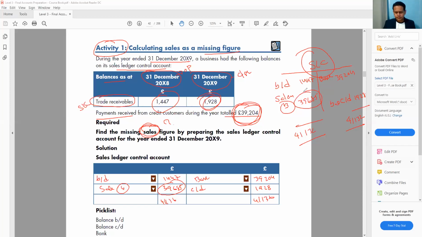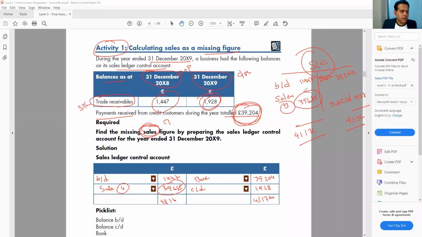All right, so this is just one example to make all of you understand what incomplete records basically are. Where the records are not complete for some reason, we can find the balance. So this is called incomplete records.